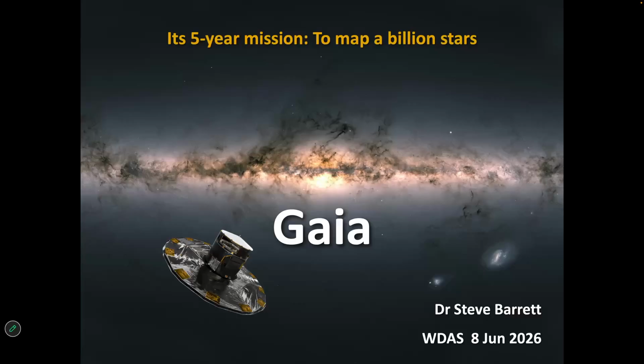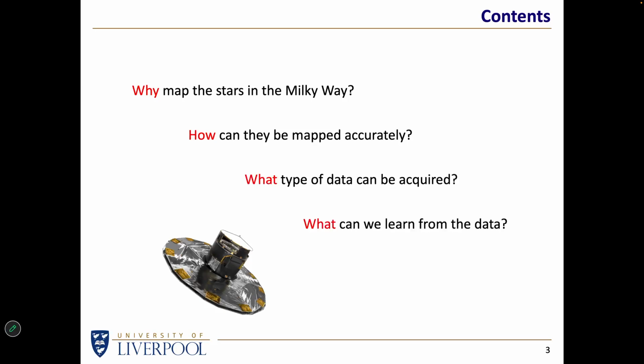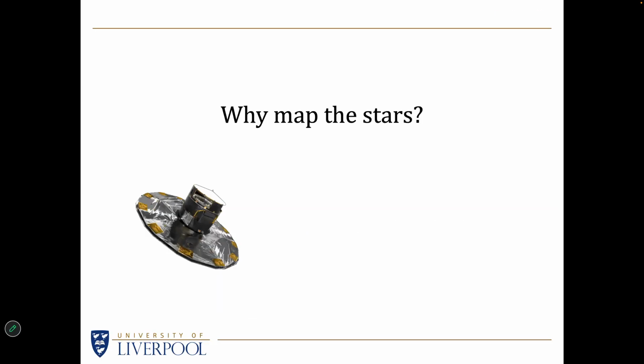Yes, Gaia, the space mission Gaia, a 5-year mission to map 1 billion stars. It was so successful at doing that, they decided to make it a 10-year mission to map 2 billion stars, which it did very successfully. So I'm talking about why we bother mapping the stars in the Milky Way, how that can be done accurately, what type of data you can acquire, and what do we do with the shed loads of data that have been coming out of Gaia for the last decade or so.